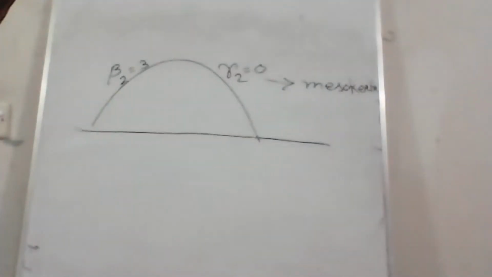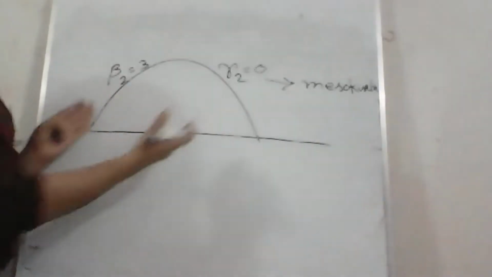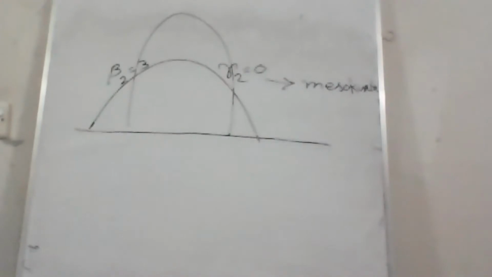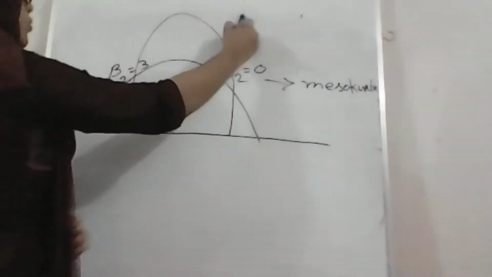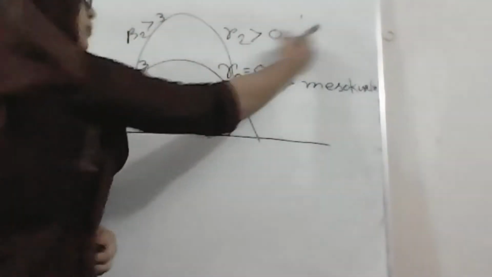So whenever we have the result beta mesocardic. So when we have more than this peak line, if you crank it into the air like this. Is the video clear? Okay. So that is gamma 2 is greater than 0 and beta 2 is greater than 3. So it is leptocardic.